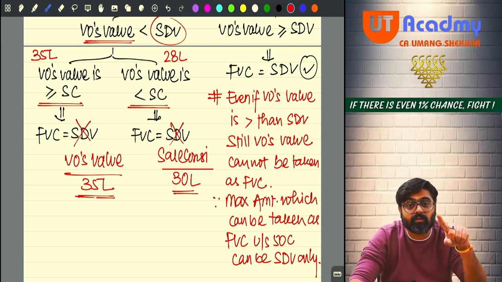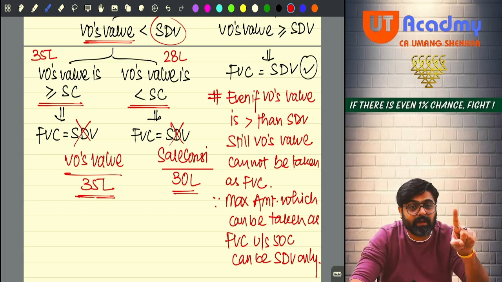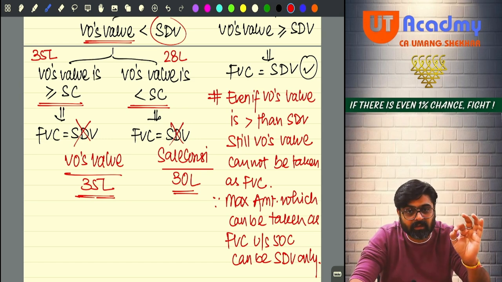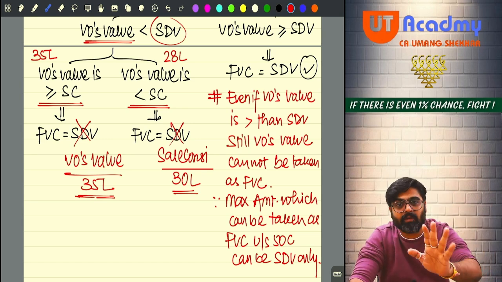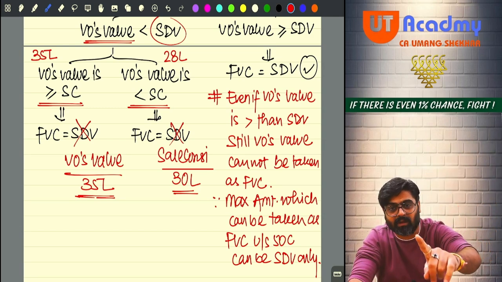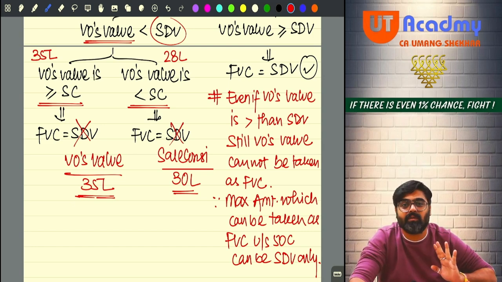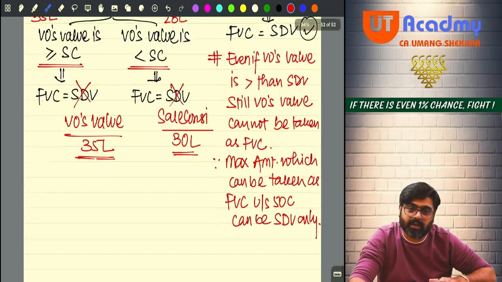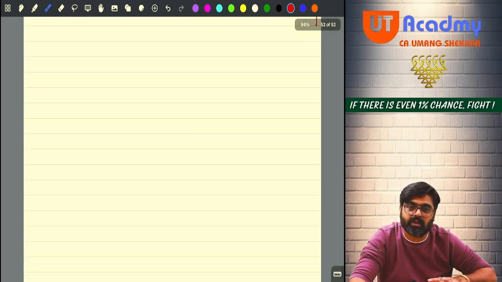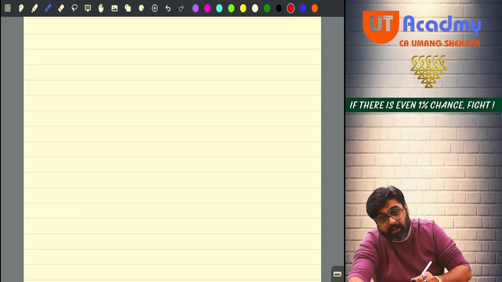Even if the VO's value is higher than the stamp duty value, that higher VO's value cannot be taken for 50C, because 50C at the most can charge the stamp duty value, and no amount higher than the stamp duty value can be charged as per 50C. At the most how much? Stamp duty value. Got it, sir? Everyone pay attention.